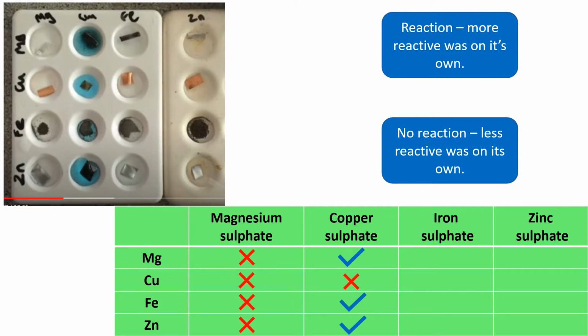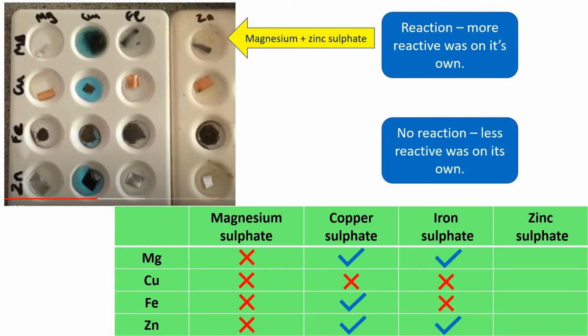Okay, so the next lot then, we've got magnesium plus iron sulfate. There are some bubbles there, lovely. This one, copper plus iron sulfate. I can't see anything there. Iron plus iron sulfate, well, they're the same, so that's not going to work. And zinc plus iron sulfate, it's really hard to tell, but there should be a couple of bubbles there. There is a reaction.